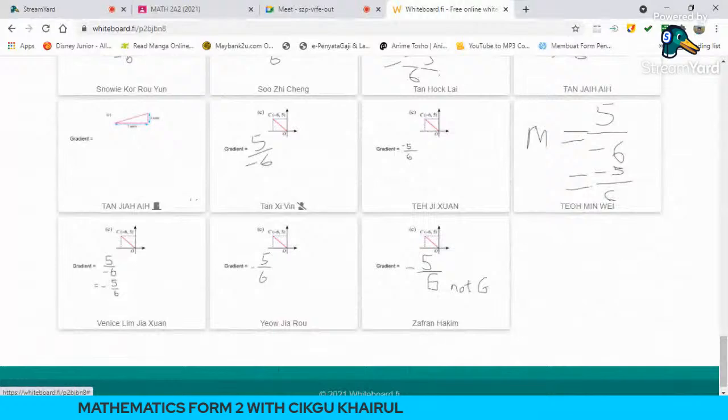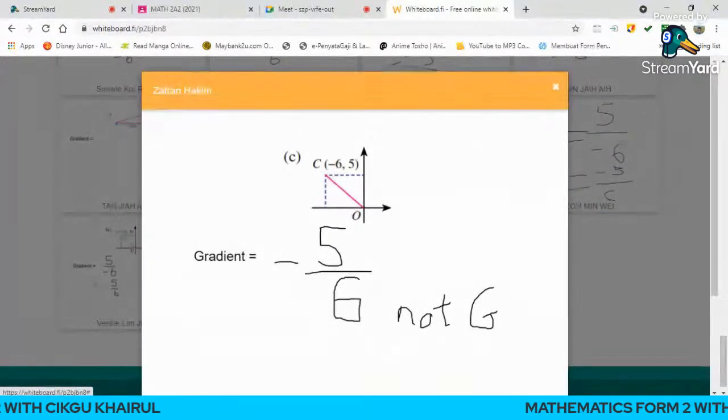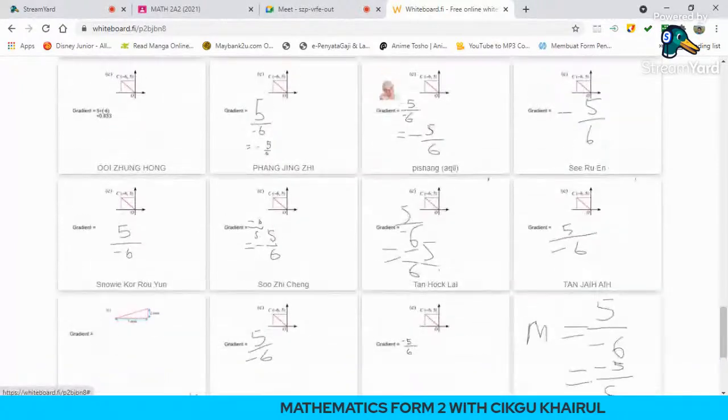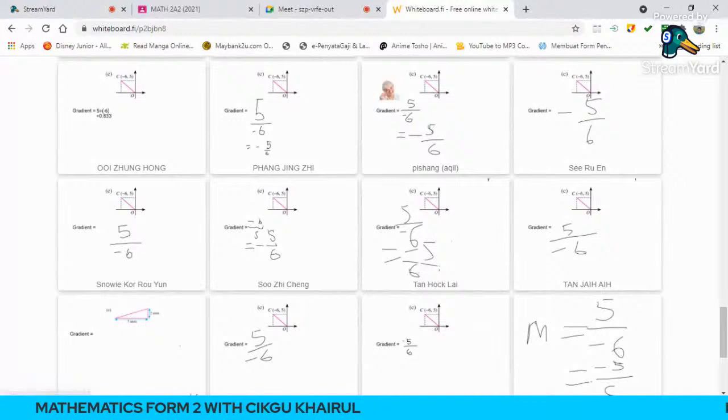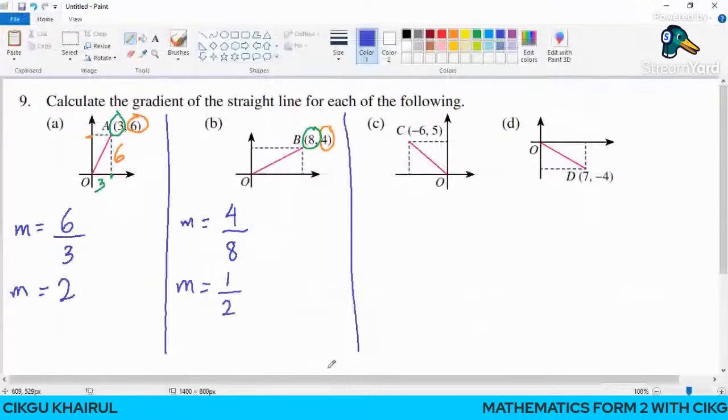Oh, Zafran Hakim, 5 over negative 6, not G. Okay, I understand. Don't worry, Zafran, I understand. Okay, so let me write you the answer. I open the pen again. So the answer here I write as M.